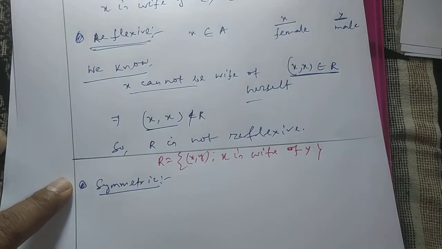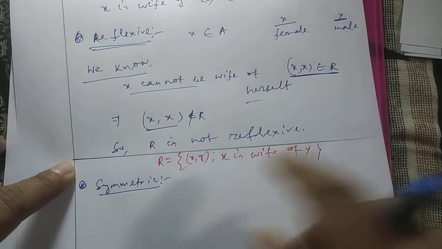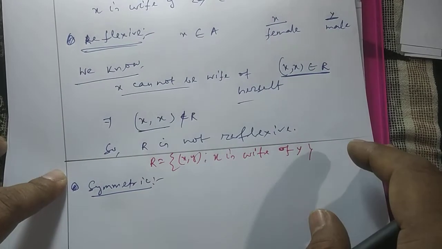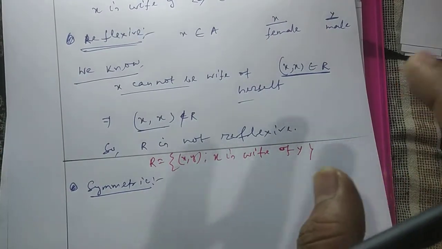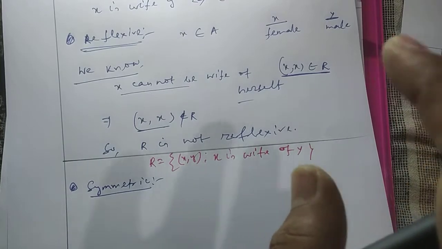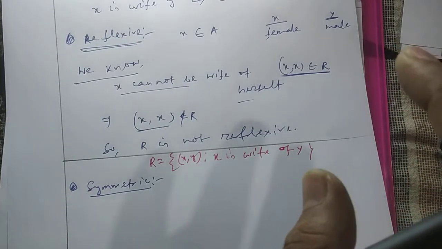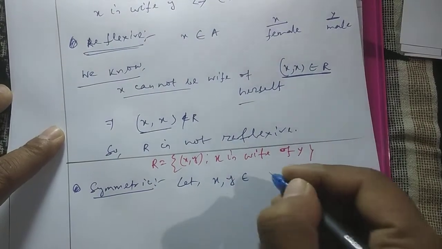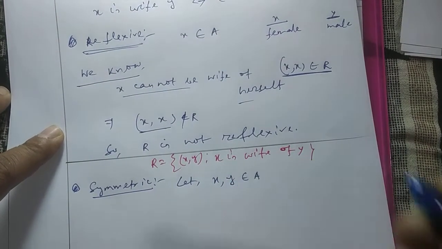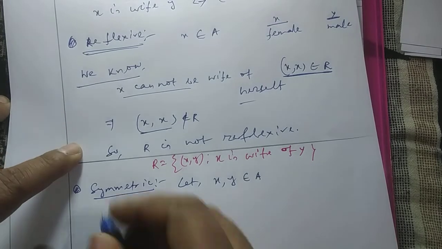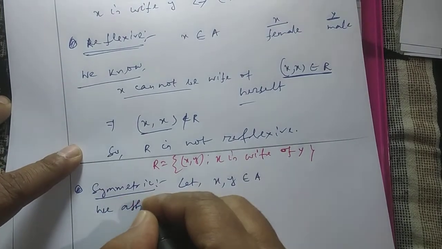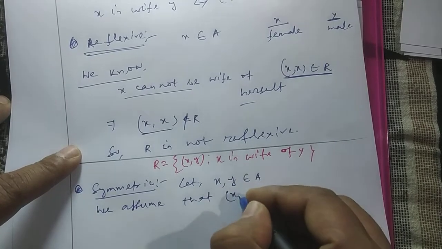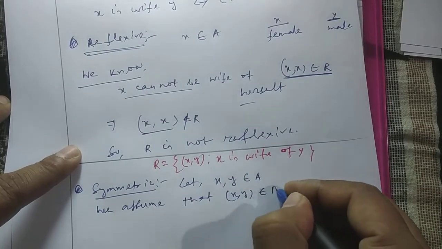Understood or not? Now let us come to the second point to be checked, that is symmetric. And we know to be symmetric we need to pick up two distinct elements from the given set. So let us pick up two distinct elements x and y from the given set A. And at the same time we assume that the ordered pair (x, y) satisfies the relation R already.